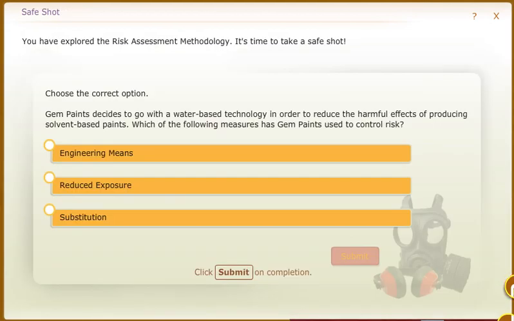You have explored the risk assessment methodology. It's time to take a safe shot. Choose the correct option. Gem Paints decides to go with a water-based technology in order to reduce the harmful effects of producing solvent-based paints. Which of the following measures has Gem Paints used to control risk?